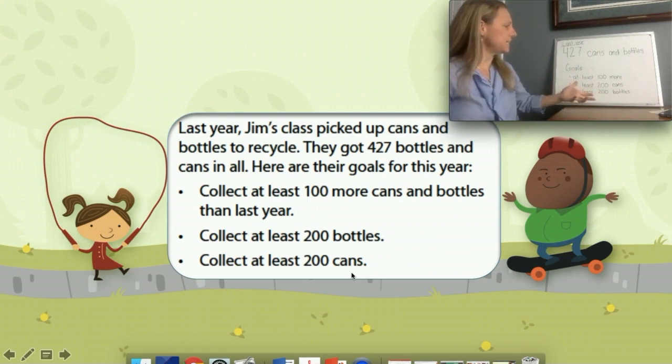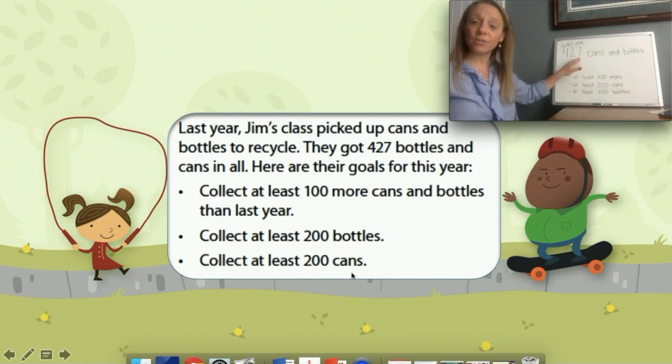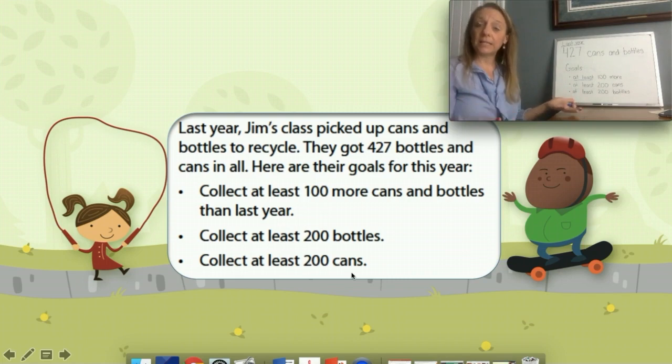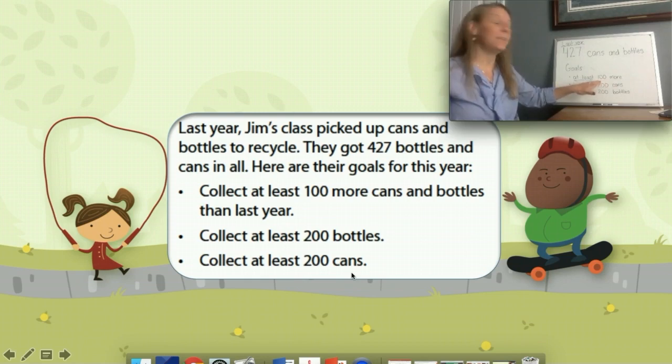Okay, so let's think. What do we know about this? We've got 427 from last year, but they want to collect at least 100 more. What does this word at least mean? Does it mean more than, less than? That's right. At least means it has to be at least 100. Could it be more though? It absolutely could. Could it be less than 100? No, we can't collect just 99 because that is less than 100.